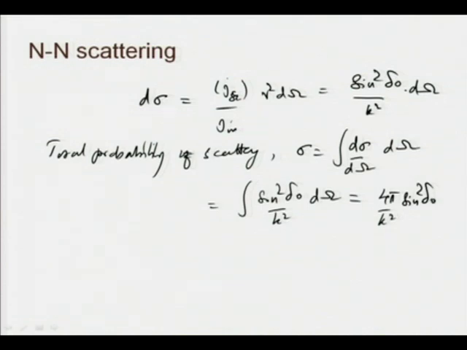Remember, we have considered the L equal to 0 case, which is actually a spherically symmetric situation. That is why we have this result. If we take some other L value, then we will not get such a spherically symmetric situation, and we will have d sigma over d omega as a function of theta and phi in general.